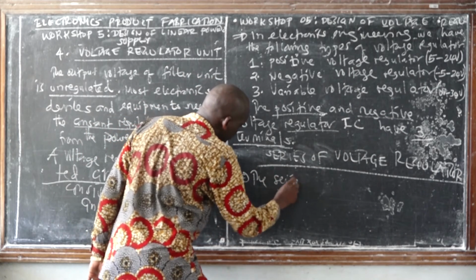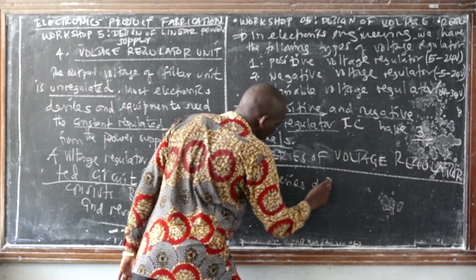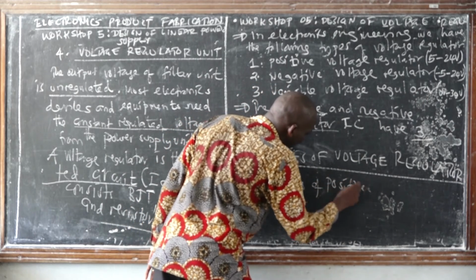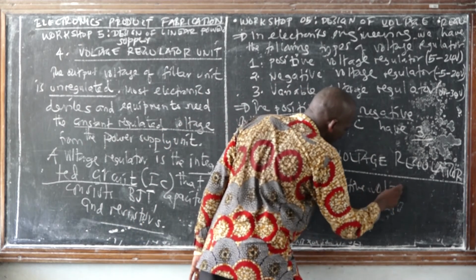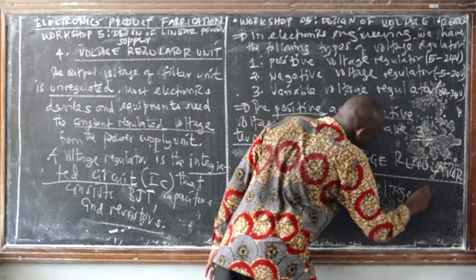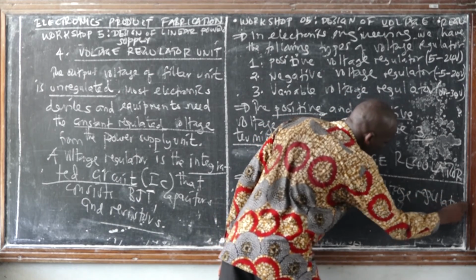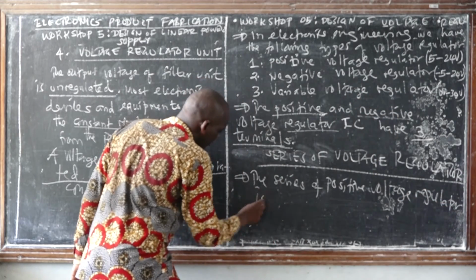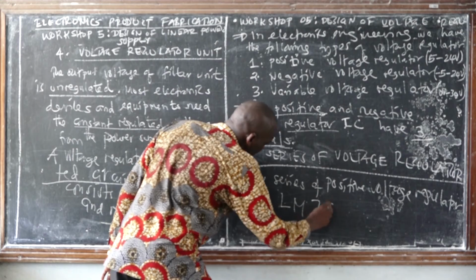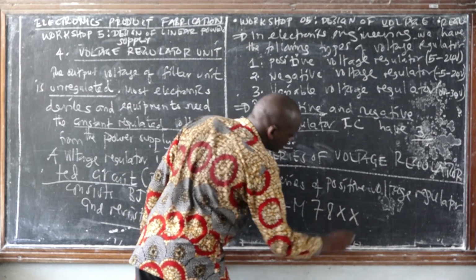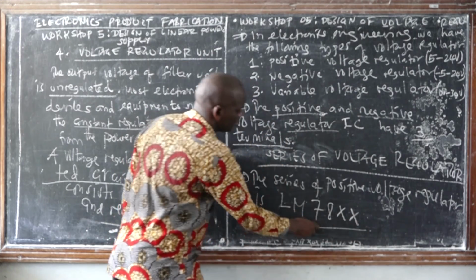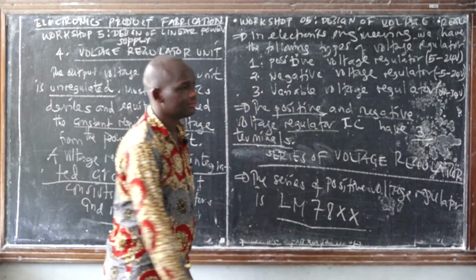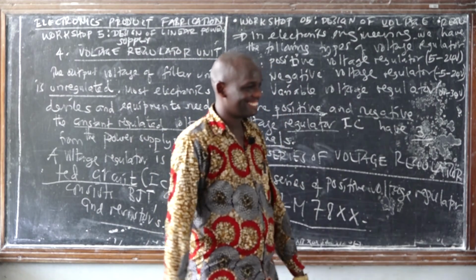So you say that the series of positive voltage regulator is LM78XX. Did you understand or you didn't understand?